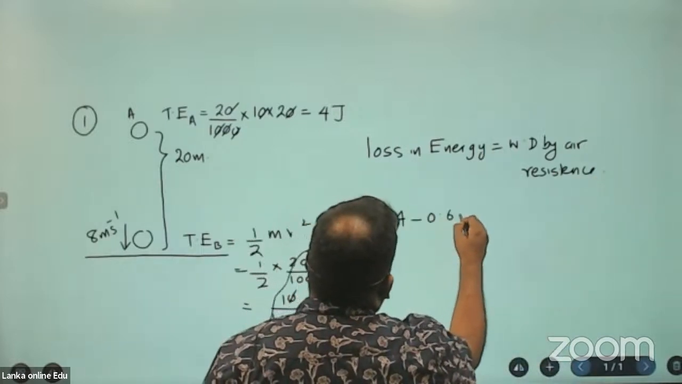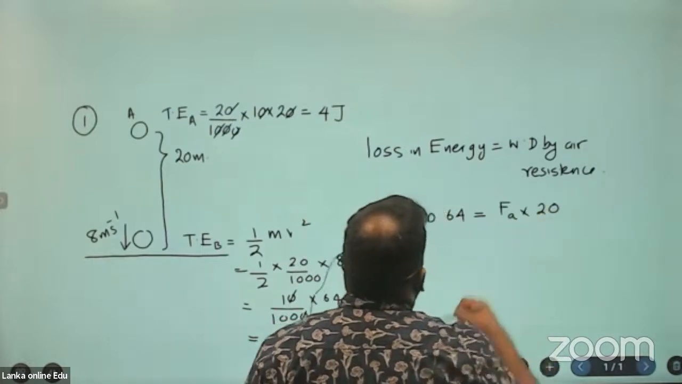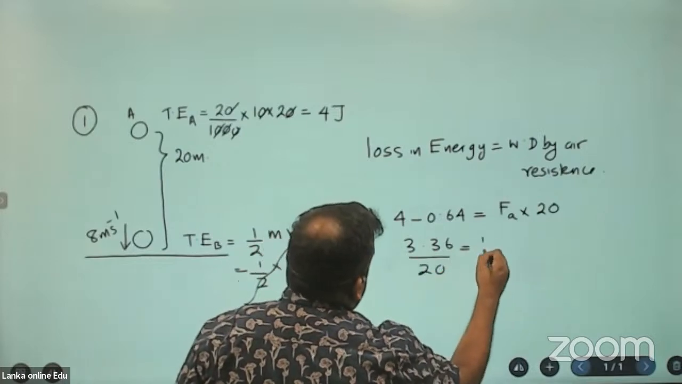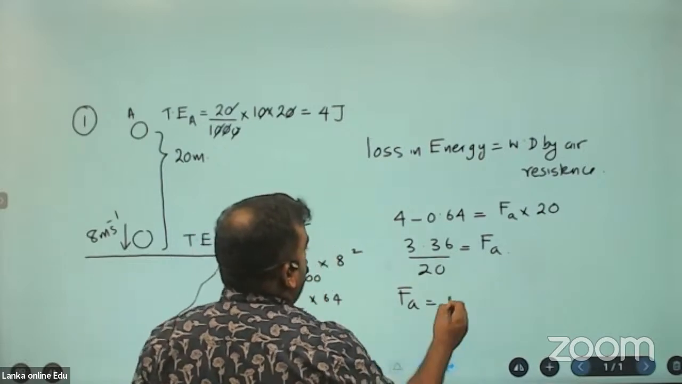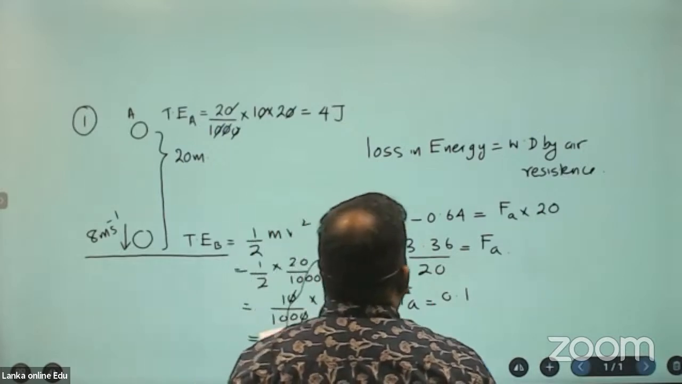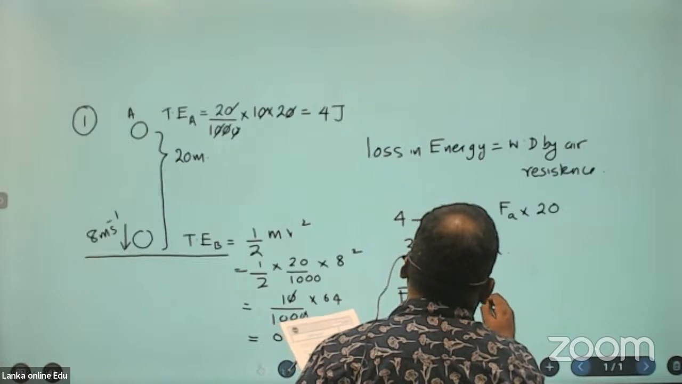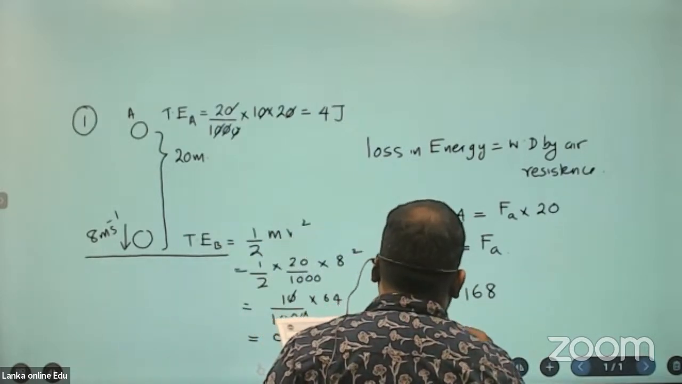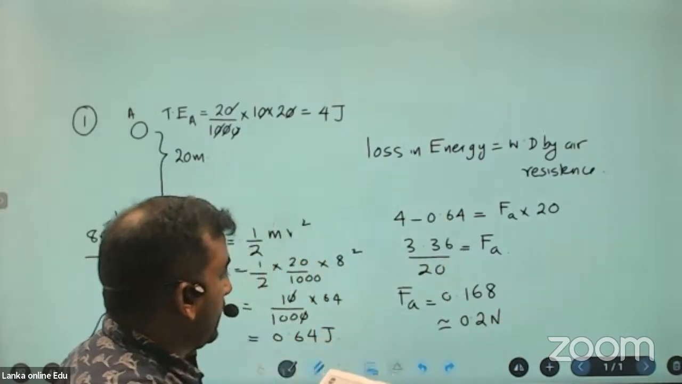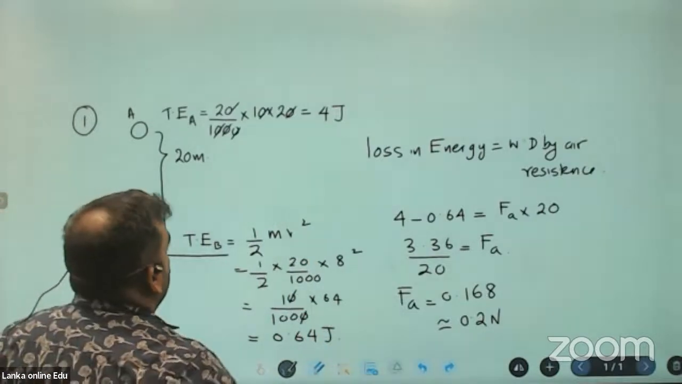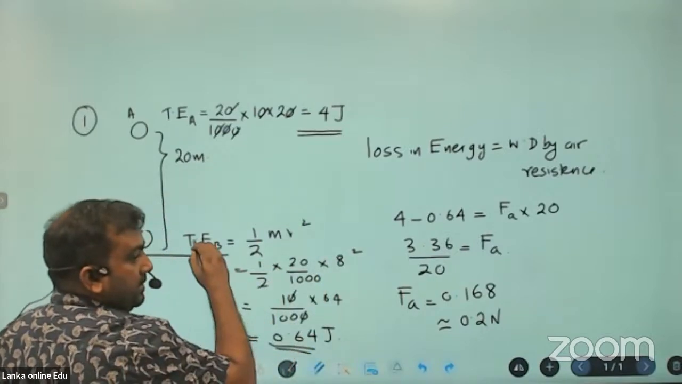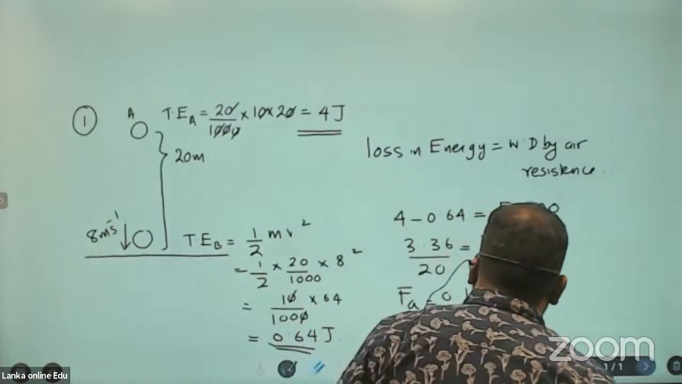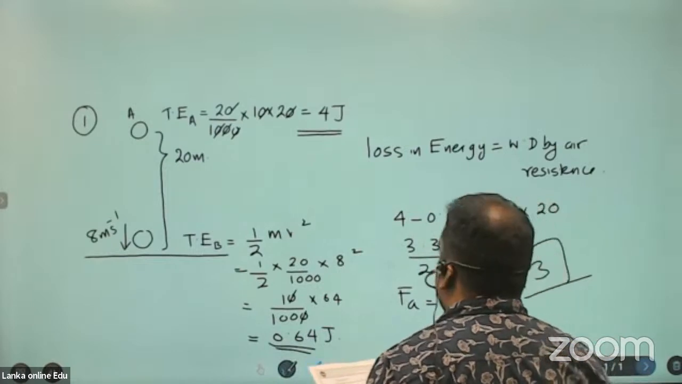So 4 minus 0.64 equals air resistance multiplied by displacement. Simplify this: 3.36 divided by 20. That is your air resistance force. Approximately 0.2 newtons you can find. The loss in energy is the work done by the air resistance. So here you can select answer number 3. Right? Okay.